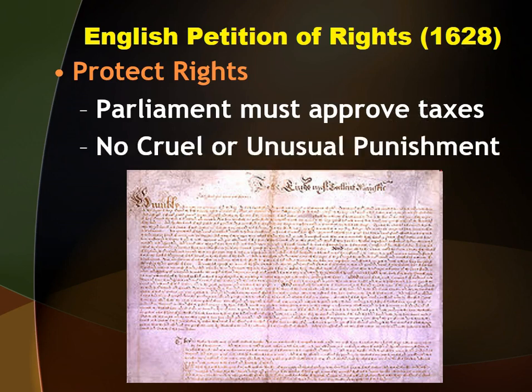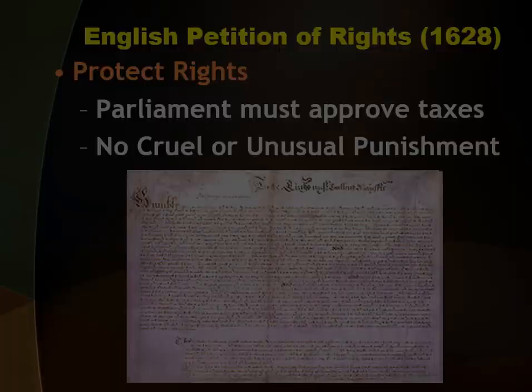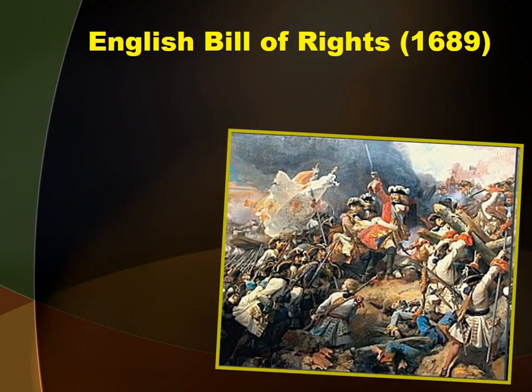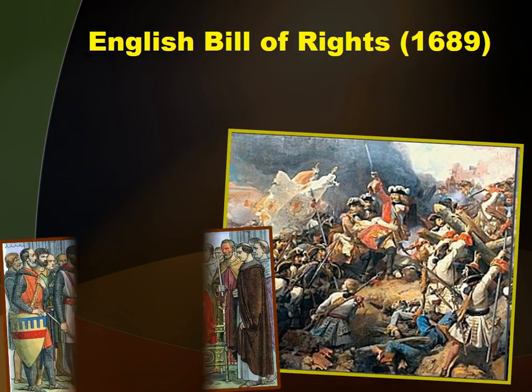They also were protected against cruel and unusual punishment. That was becoming a big problem in Great Britain at the time, and so people wanted to make sure that those rights were protected. That brings us to the English Bill of Rights of 1689.